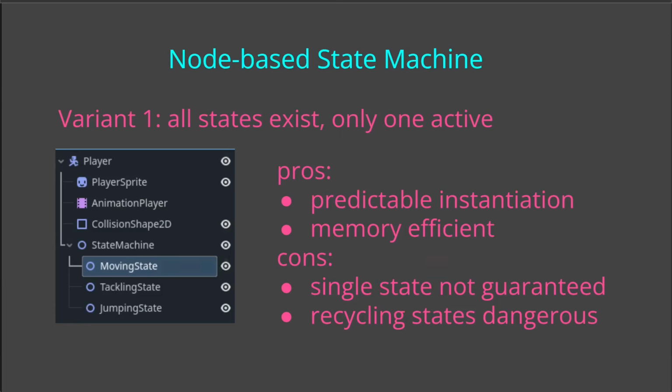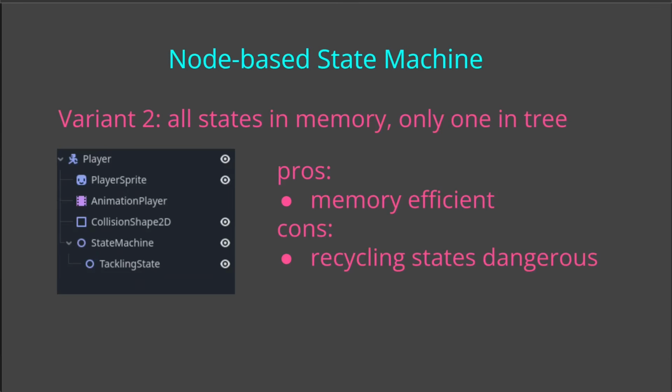The second variant that I've seen is kind of similar to the first one, except that all state objects are kept in memory. So this time, they're not instantiated and added to the state machine object, but there's only a single one that gets added as a child. And this solves the guarantee issue of having a single state that is active. It's also very memory efficient because you never get rid of those objects. You always keep them in memory. However, you still have the same problem that when you enter a state that held information from the last time you exited it, it can cause issues if you're not very careful.